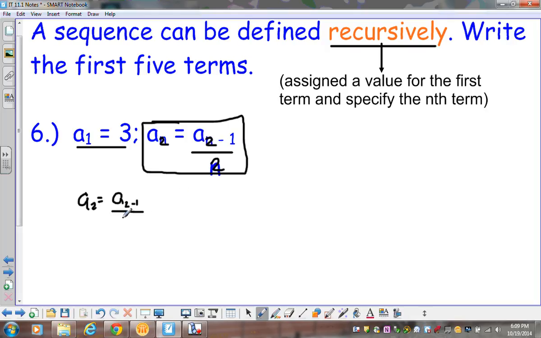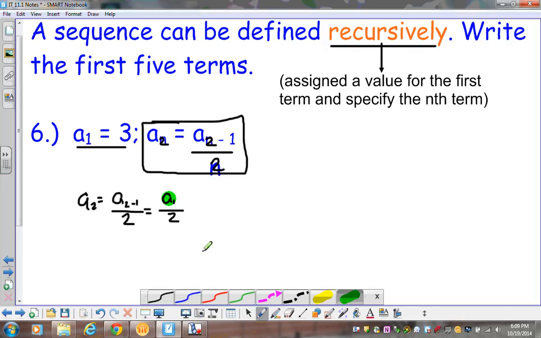This end of the denominator is also going to be a 2. All right, so let's simplify. So 2 minus 1 is 1. So this is going to be a sub 1 over 2. Now, remember, a sub some number is telling you a specific term. So right here, when this is telling you a sub 1, that's the same thing as telling you your first term. So a sub 1 means your first term.